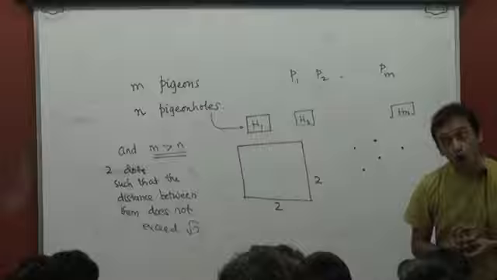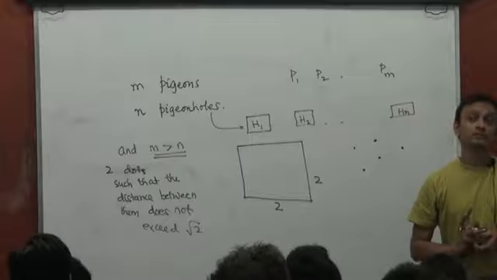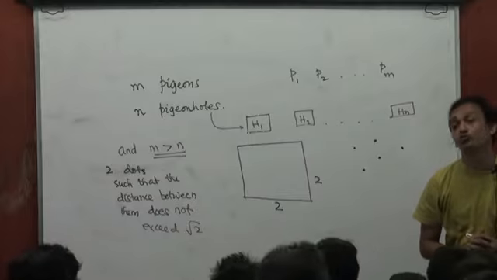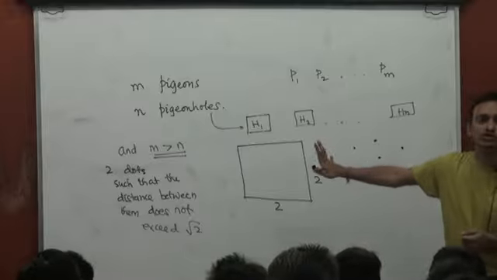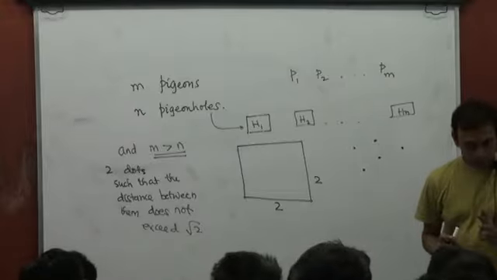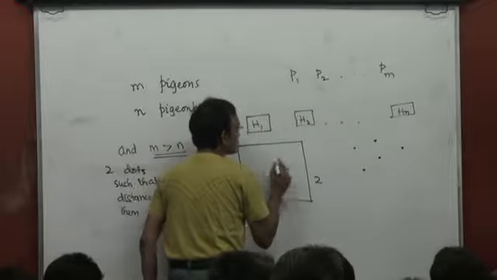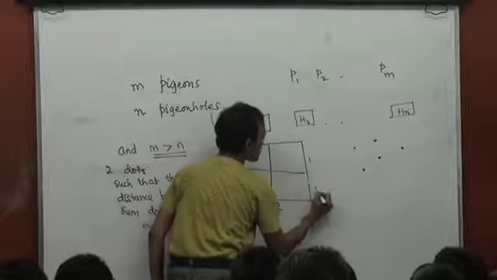There must be at least 2 dots such that the distance between them does not exceed root 2 units. Existence of 2 such dots is guaranteed no matter how you fling these dots in the square. Right? How? Break this 2 by 2 square into 4 1 by 1 squares.